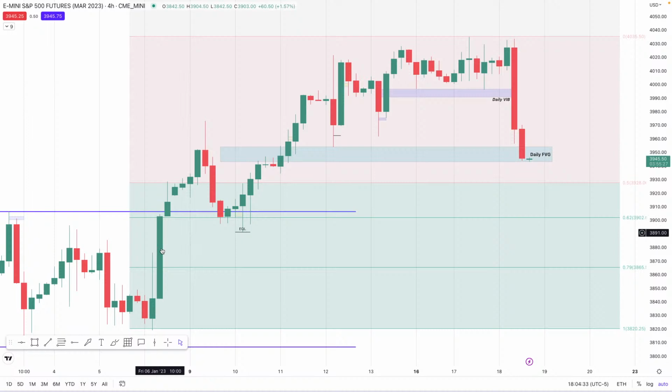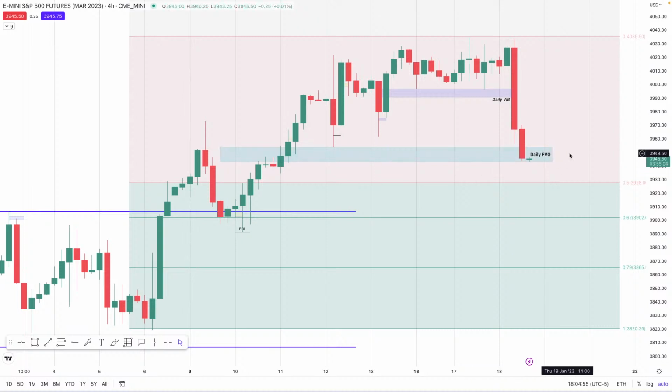So all this down here needs to be balanced. It's possible that we could get under here and take out these lows. So we'll keep identifying how the days are setting up and where they're going to, and if we're getting retracements.